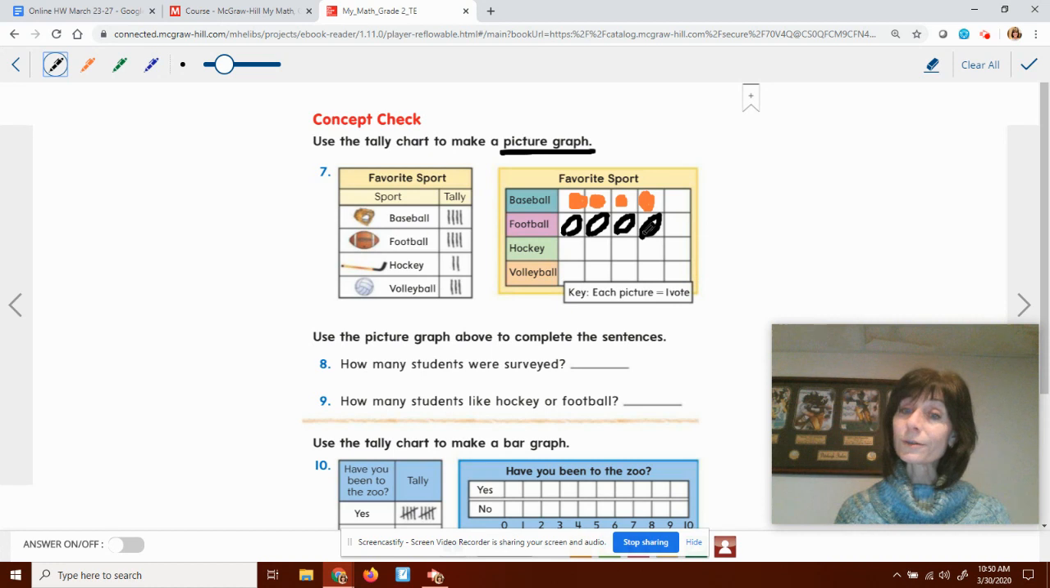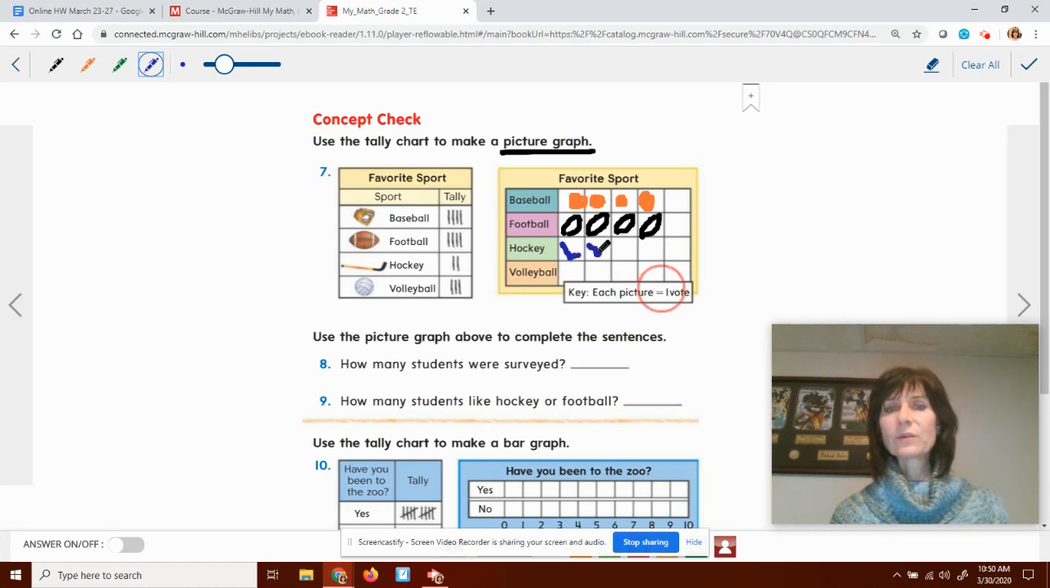It is a picture of a football, or as close as Mrs. Swint can get. Next, we have hockey. All right, hockey, I only have 2. I'm going to just go ahead and make like a little hockey stick so that it looks like a little L. It's easy to do, easy to see. And last but not least is my volleyball.